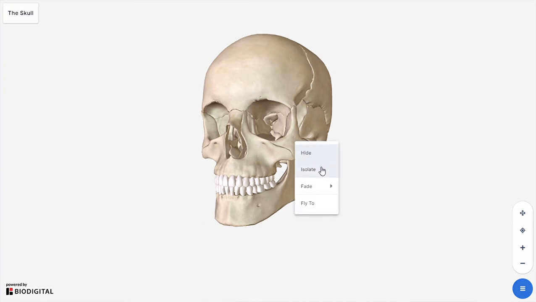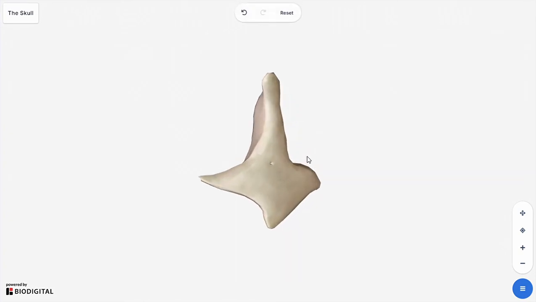Here we have the zygomatic bone. You have 1 on each side, and they're the ones that come together to form the cheeks and the lateral walls of the orbits. They're commonly referred to as cheekbones or malar bones.